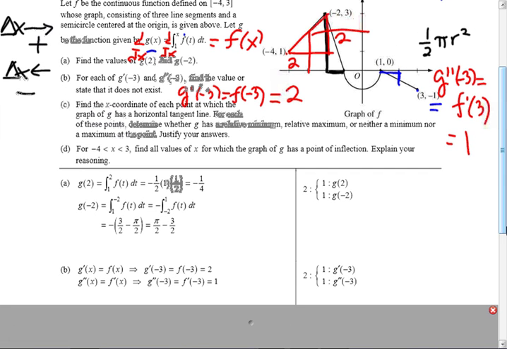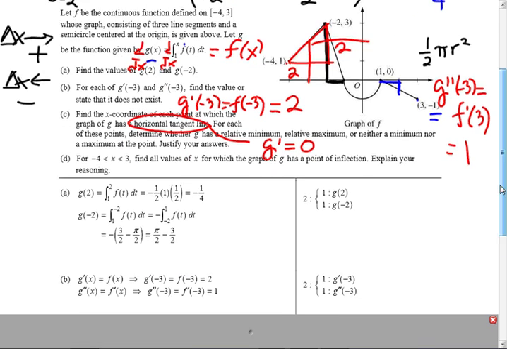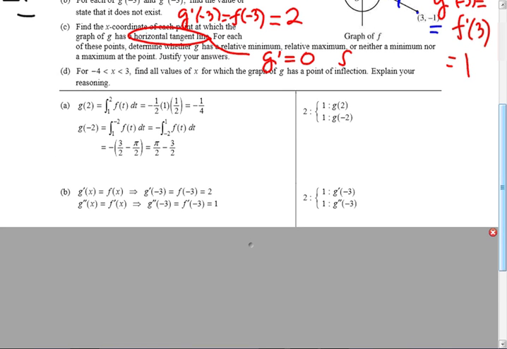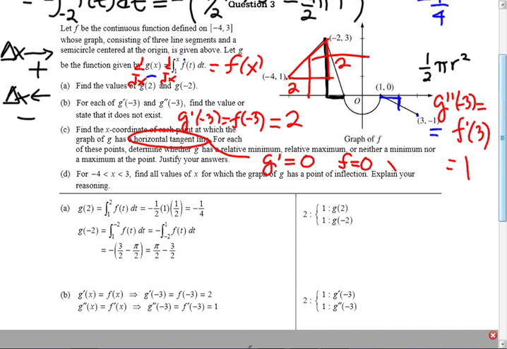If you have a horizontal tangent line, what's true about the derivative? G prime has to equal 0. What is G prime? Because I wrote it down. G prime is F. So F is equal to 0. Identify all the candidates. Where's my function equal to 0? X equals -1 and 1.